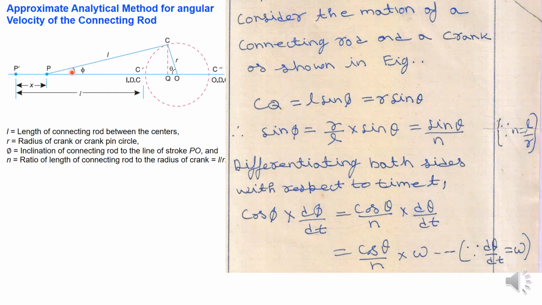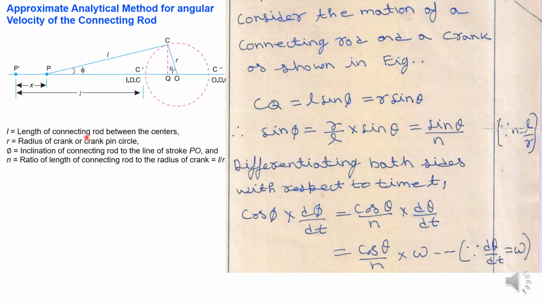Let the crank rotate with an angular velocity of omega radian per second, and the crank turns through an angle theta. Theta is the angle made by the crank from IDC. IDC is the inner dead center, ODC is the outer dead center. We also discussed this in the previous lecture, and the terms are the same.